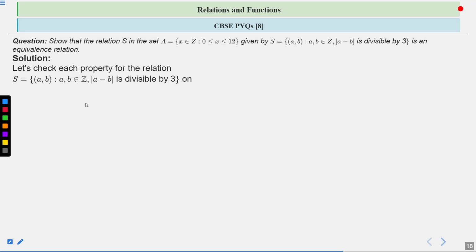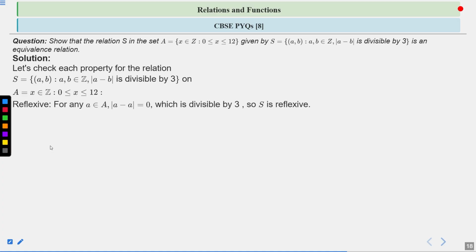So S is a relation defined as (a, b) such that a, b belong to Z and the absolute value of a minus b is divisible by 3, on A equal to x belongs to Z such that x is between 0 to 12. So let's check for reflexivity. For any a belonging to A, a minus a is equal to 0, which is divisible by 3. We know that. So S is reflexive.